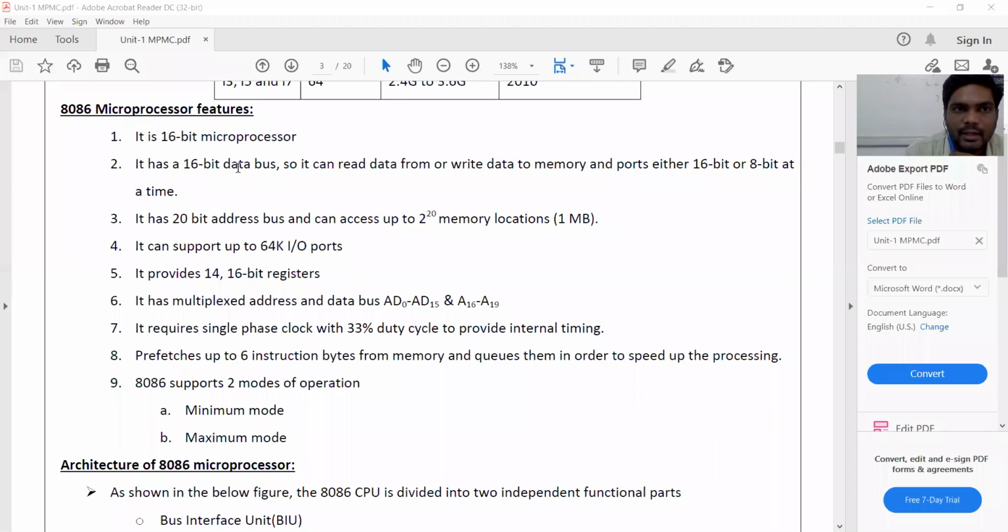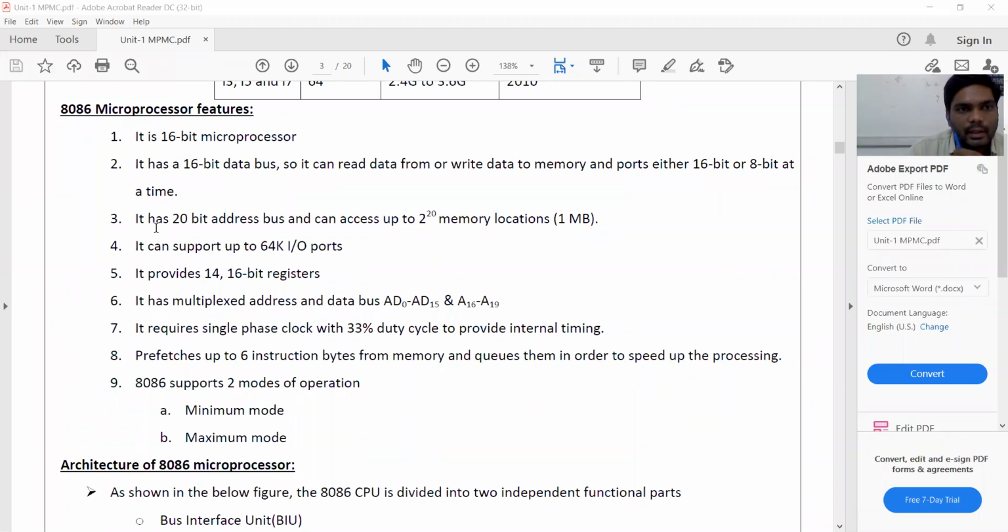The size of the data is a maximum of 16 bits. You can also handle data below 16 bits at a time, but above 16 bits you need to split that into pieces.